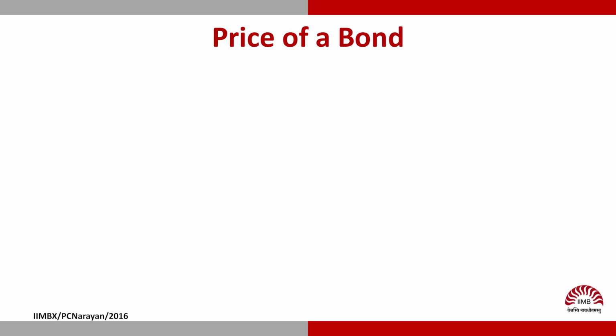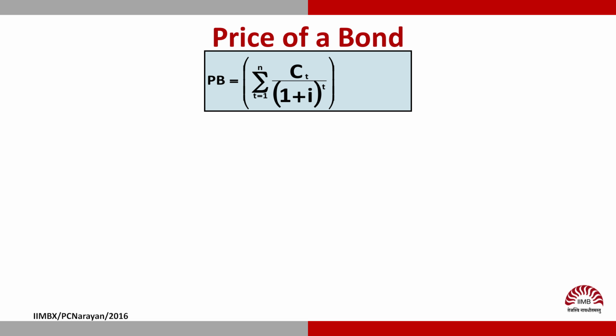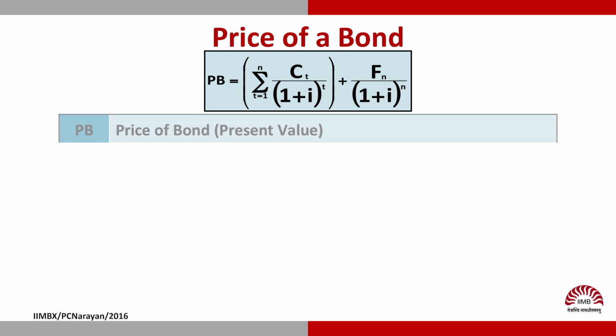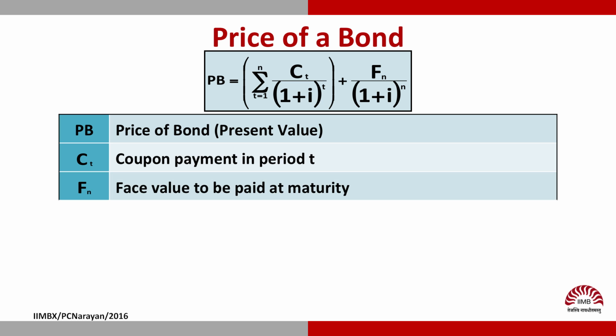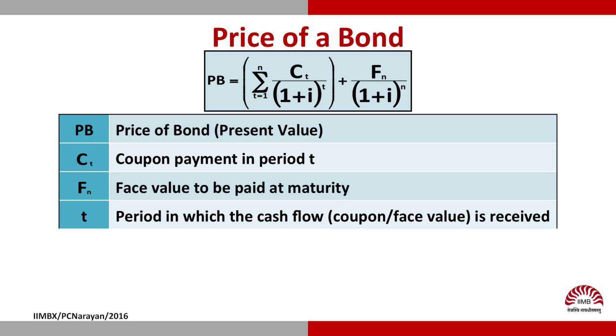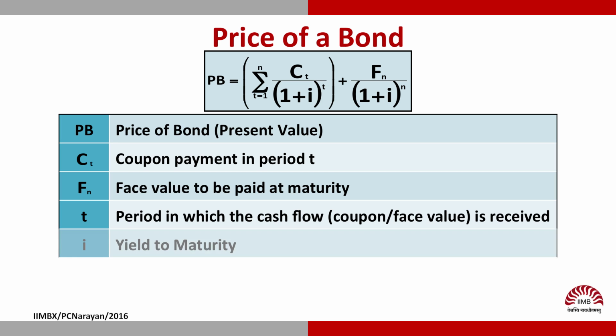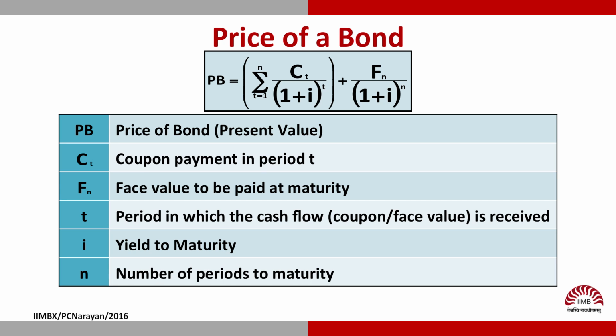Just to recap, the price of a bond is equal to the sum from t equals 1 to n of Ct divided by (1 plus i) to the power of t, plus Fn divided by (1 plus i) to the power of n, where Pb denotes the present value of the bond or the price of the bond, Ct is the coupon payment in period t, Fn is the face value to be paid at maturity, t is the period in which the cash flow, that means either the coupon or the face value of the bond, is to be paid out, i is equal to yield to maturity, and n is equal to number of periods to maturity.